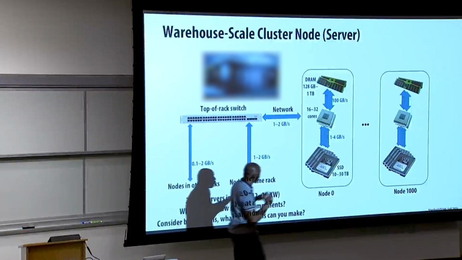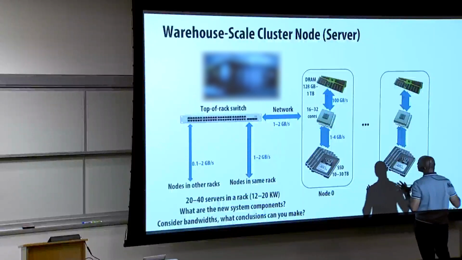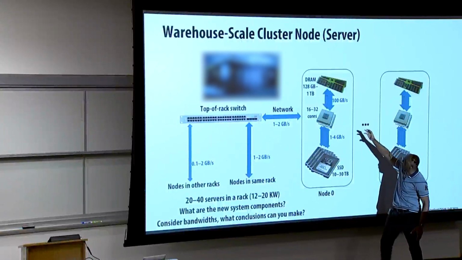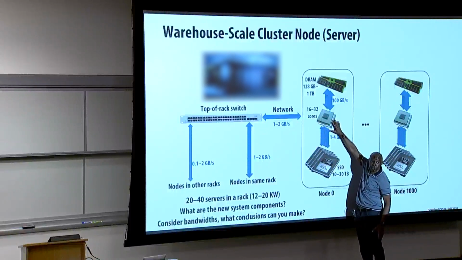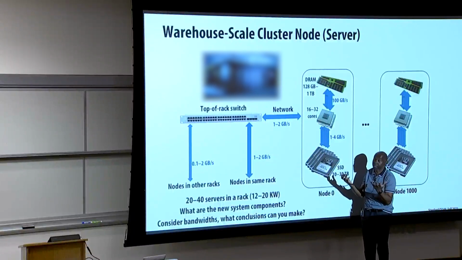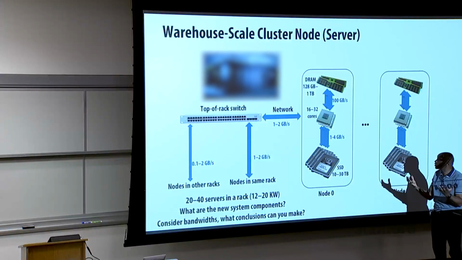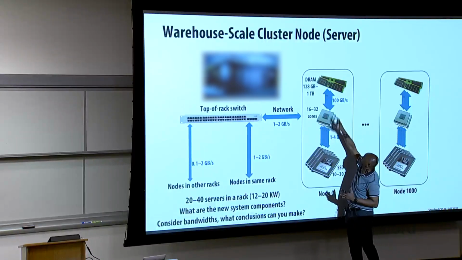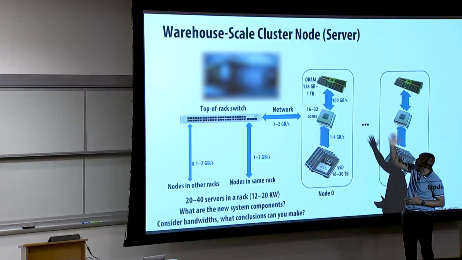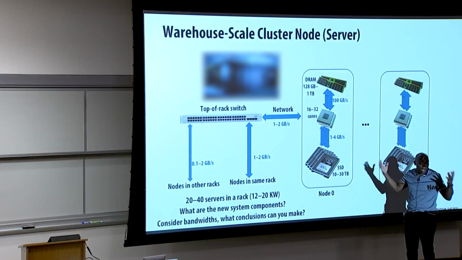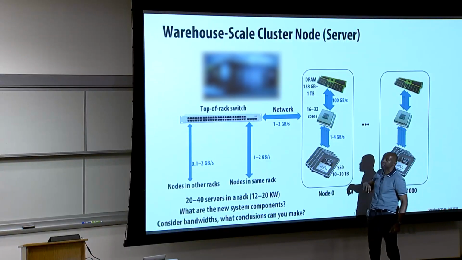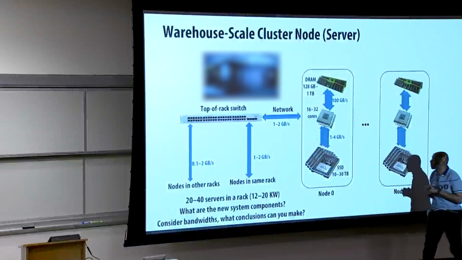So let's look at what an individual node looks like. You've seen this picture before: you've got maybe a 2 socket system, which means 2 CPU chips. Each of those chips could contain 16 to 32 CPU cores. They're connected to DDR chips, which provide the main memory, and you might have 128 gigabytes to 2 terabytes of DRAM main memory. The bandwidth channel between there is roughly 100 to 200 gigabytes per second.